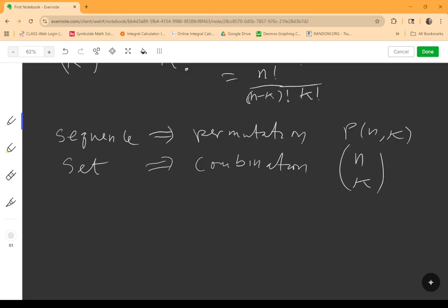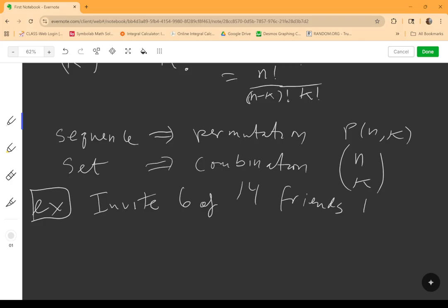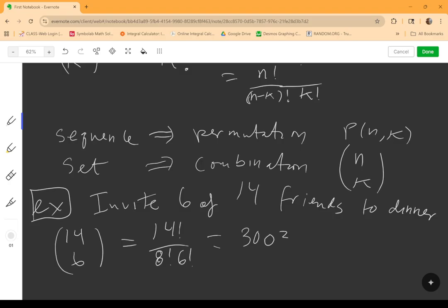For example, let's say you invite 6 of your 14 friends to dinner. You just have room for 6, so you have to choose 6 of them. Again, it doesn't matter how you sequence them. All I care about is the combination, so this would be a choose number: 14 choose 6, so 14 factorial over 14 minus 6, which is 8 factorial, times 6 factorial. Again, we can do the simplification here, and this reduces to 3003.